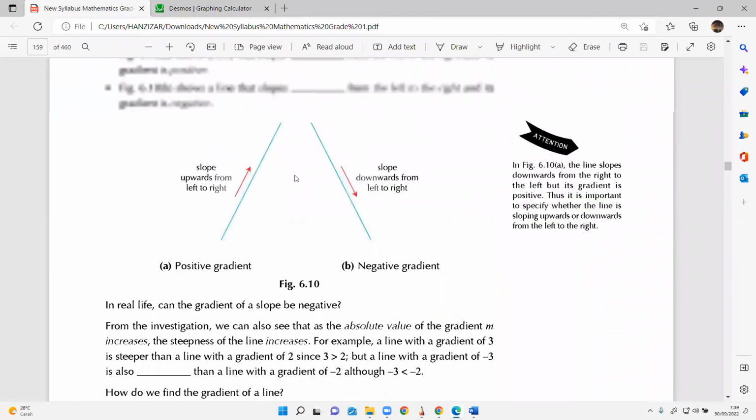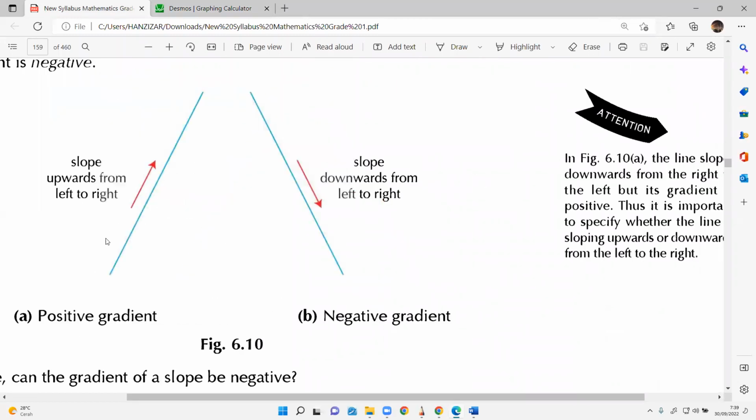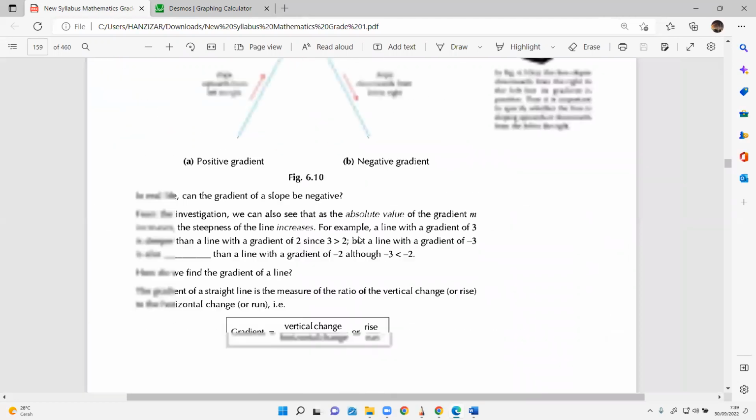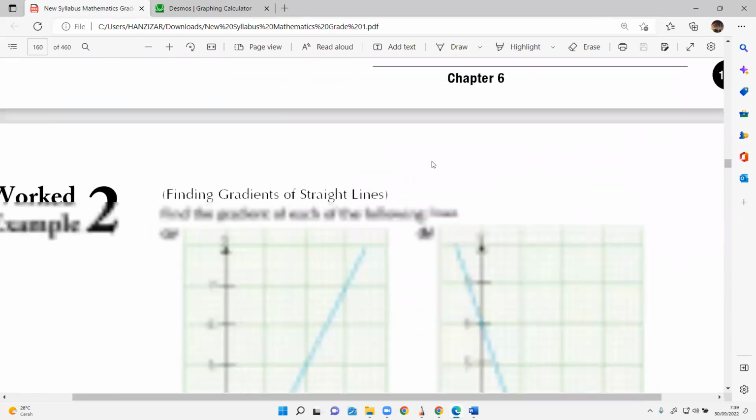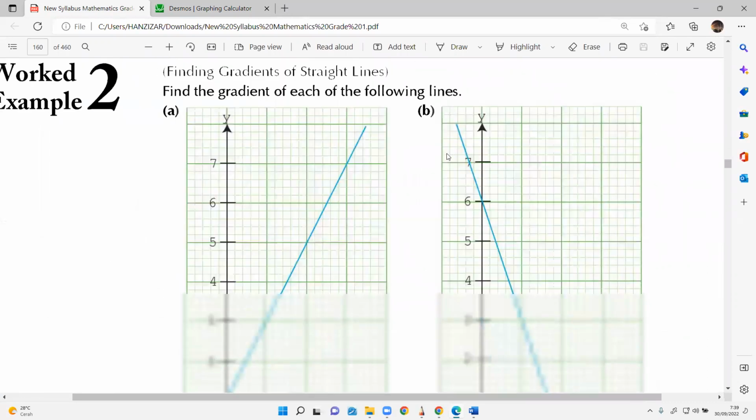Okay, I already done this to you. Slope upwards from left to right means positive gradient. Downwards from left to right is negative gradient. The gradient is vertical change over horizontal change. That's the formula. Or it is called rise over run. Now, how do you find the gradient of this line?